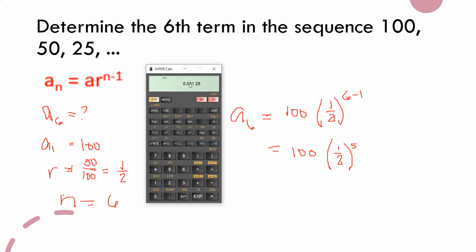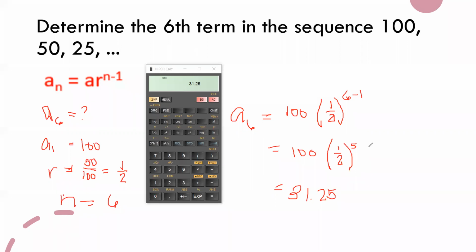So medyo mahihirapan tayo kasi nagkaroon tayo ng decimal. But pwede natin gawin times 100. So kung times 100, kung ginamit natin ay decimal, ang lalabas dyan ay 31.25. So gumamit tayo ng calculator, lumabas po ay 31.25.